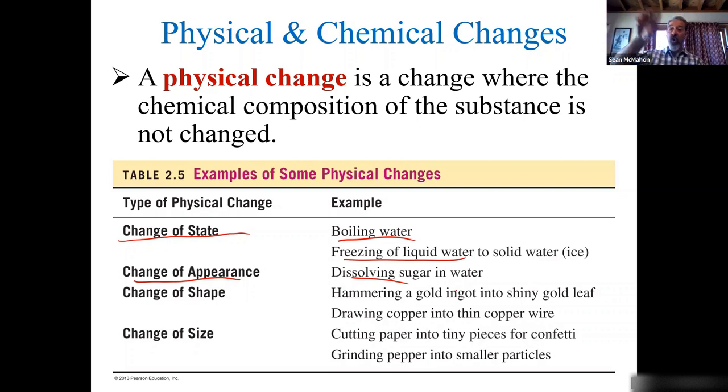So when I dissolve salt in water, that's a physical change. I separate the ions. It's not a chemical change because when I drink the water, it tastes salty. It still tastes like salt. I can change shape, like I said, hammer things, still a metal. And I can change size, right? I can take a piece of paper and cut it, still paper, right?